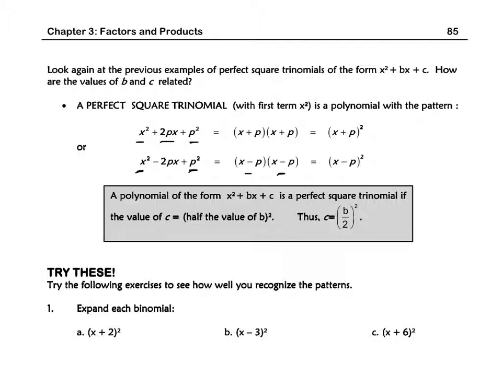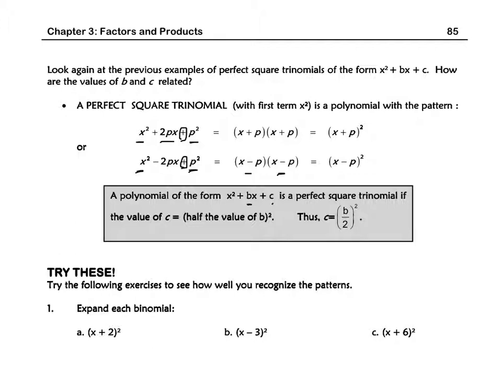You will never get a perfect square trinomial if the last term is negative, because that would mean two numbers that are the same would have to multiply to give you a negative, and that's impossible. So when we're looking at relationships, we can see if half of b, squared, gives you c. So c should be: take half of b and square it, and you should get c. Or, working backwards, if you take the square root of c and double it, you should get b.